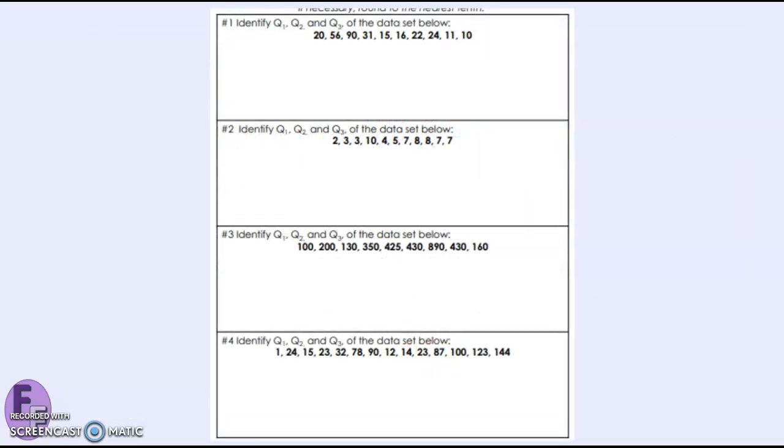Complete this process again on the next 4 problems, and then submit a picture of the page for your classwork assignment.